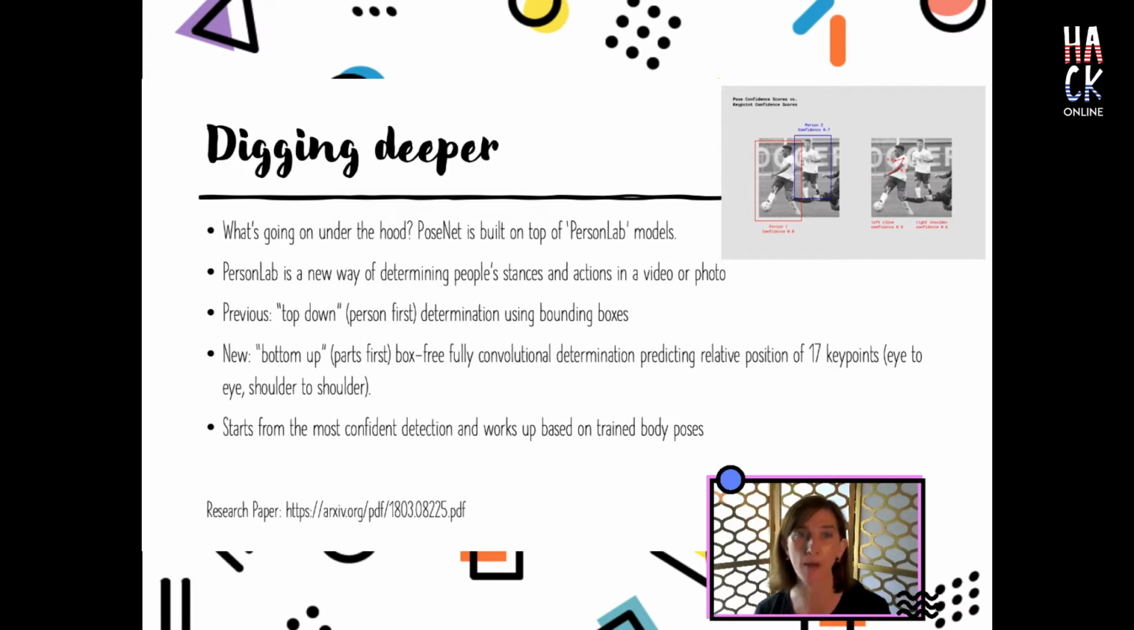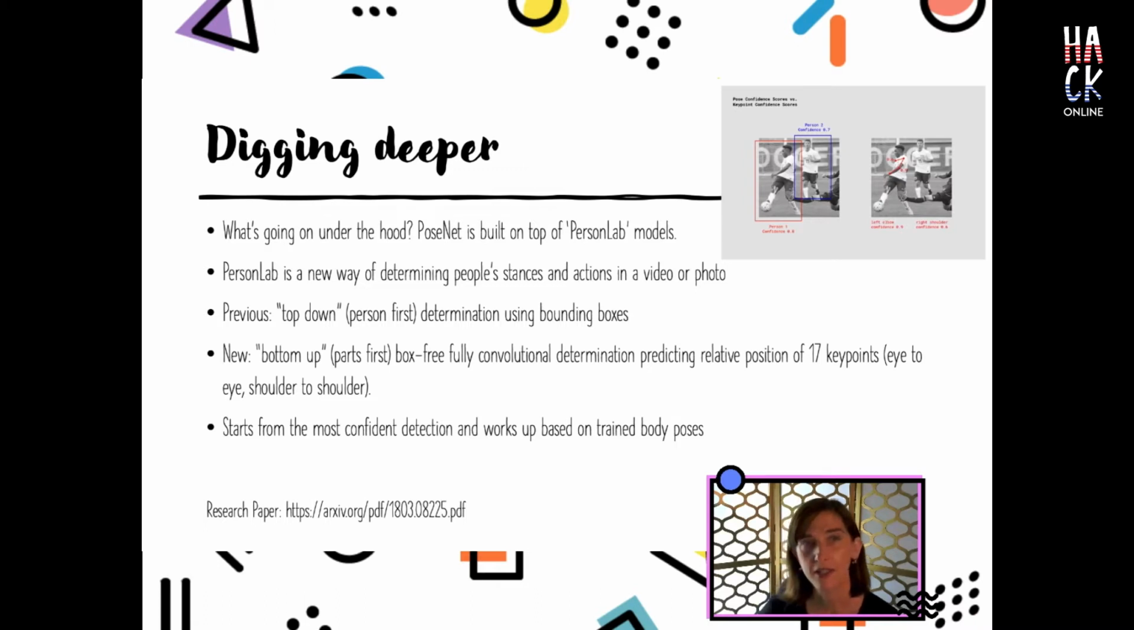It's a bottom-up, parts first, box-free, fully convolutional determination predicting relative position of the 17 key points, and that's eye to eye, shoulder to shoulder, and it's looking for that relative position. And it's kind of an interesting rethinking of looking at people within a picture. And it starts from the most confident detection, and it works up based on trained body poses. So there's a trained model underlying this, and then it's figuring out, oh, this is where the shoulders probably are, and here's a confidence according to that.